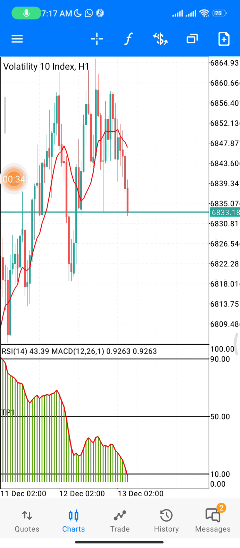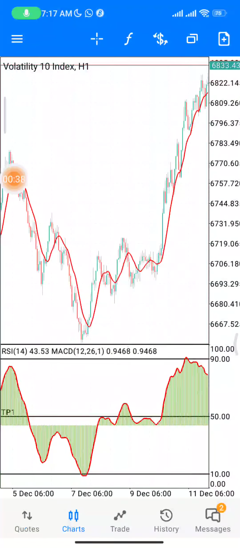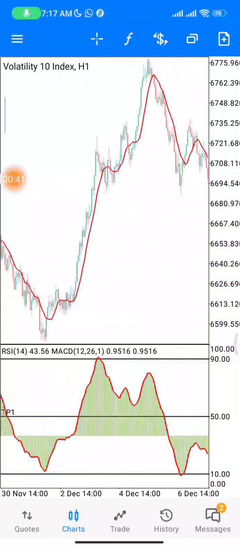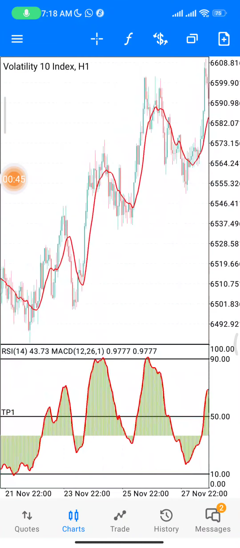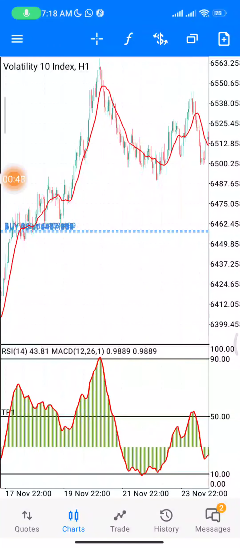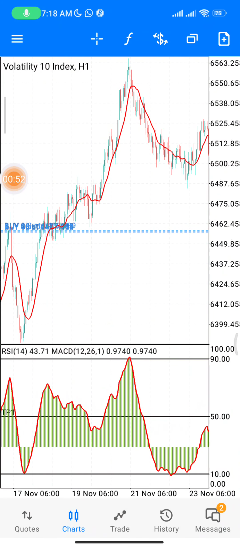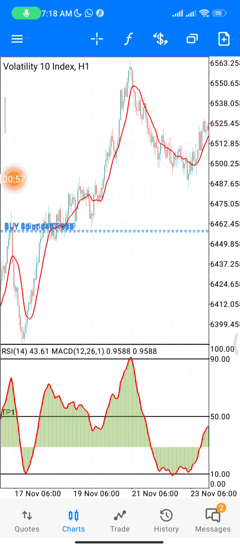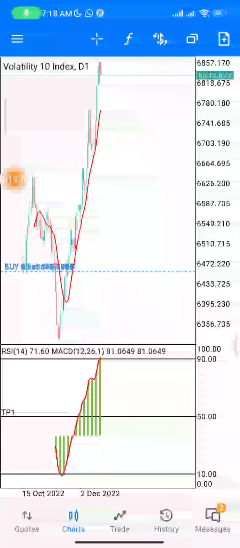Okay, let me show you where we entered this trade. Let me just zoom out a little. Let me show you where we entered that trade. This is the 1 hour time frame. You can see this is where we entered it, and for hours it has been buying. Let me switch to 1 day. You can see we did not only leave it for 1 day, we left it for days to run.